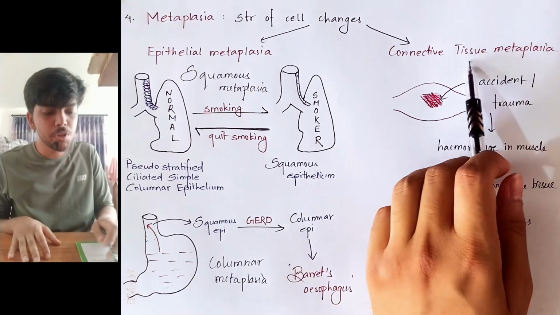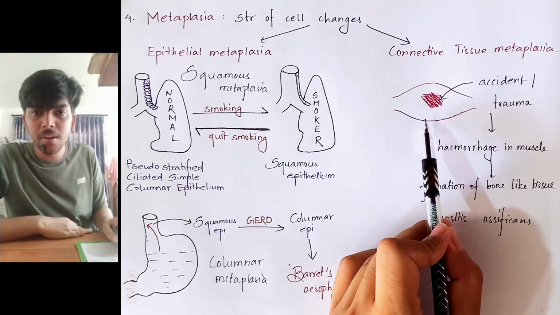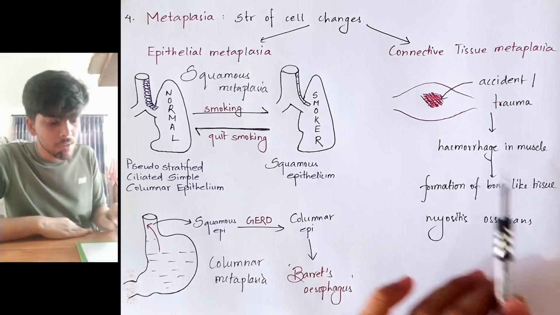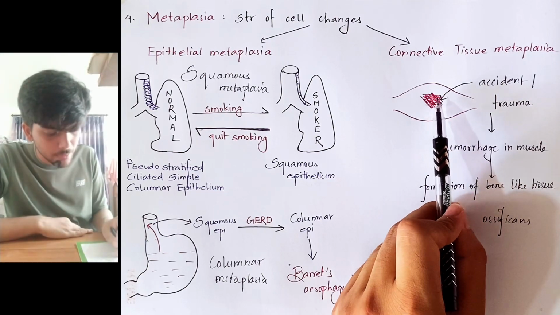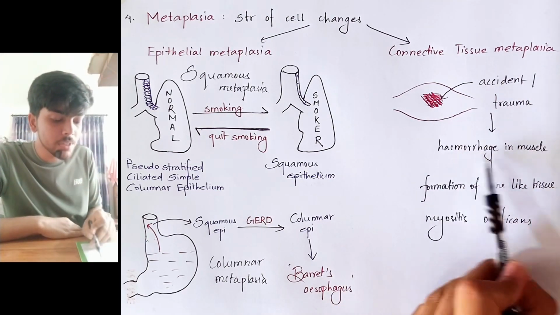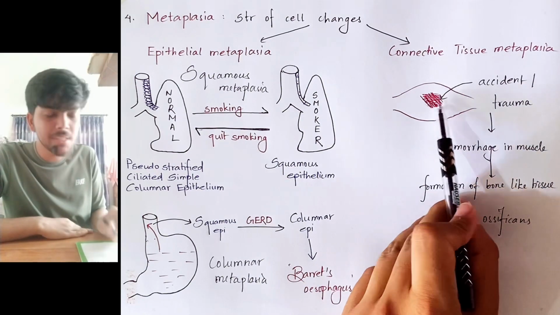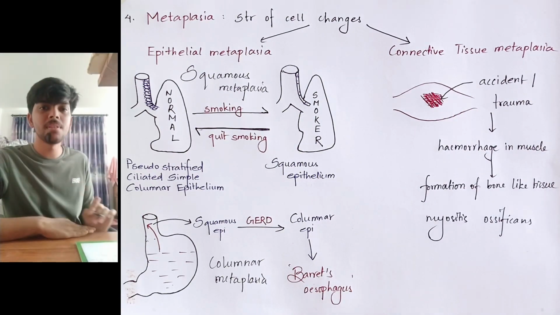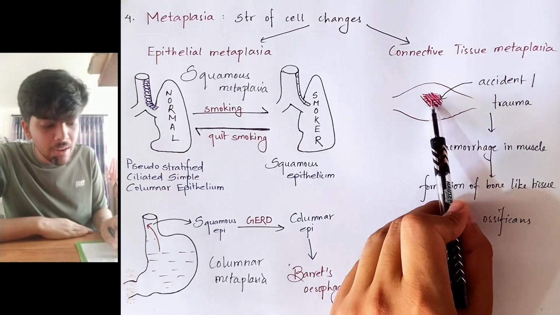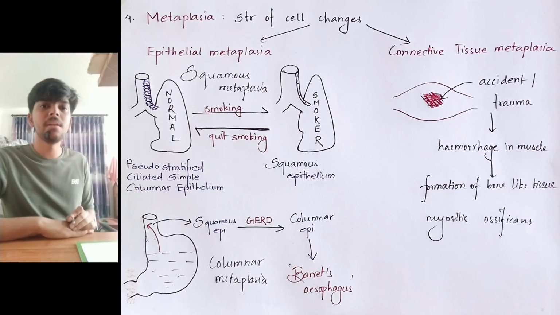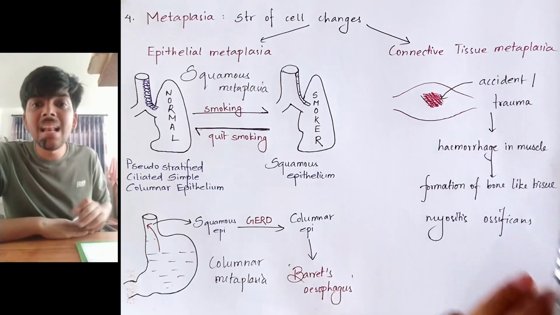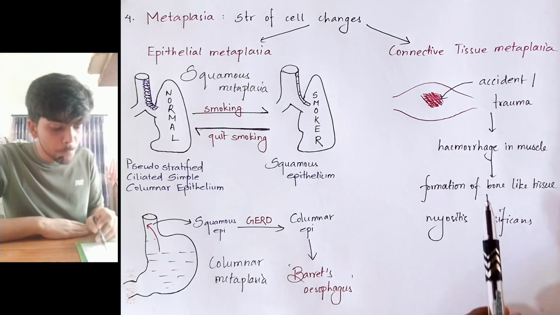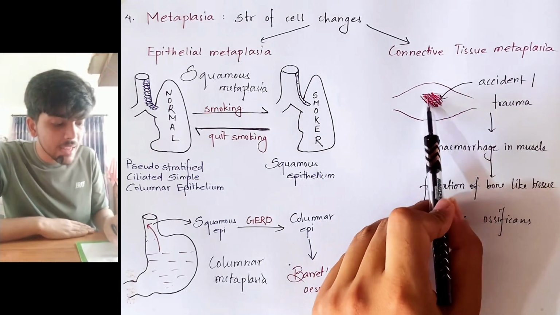Next is connective tissue metaplasia. What we have here is a skeletal muscle. So the skeletal muscle at this area has been injured due to an accident. So there's a hemorrhage in muscle. There's bleeding from this area. What happens is that at this particular area, bony deposition takes place. Instead of being recovered by other skeletal tissue, bone-like tissue formation takes place.